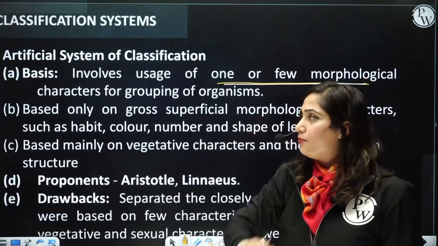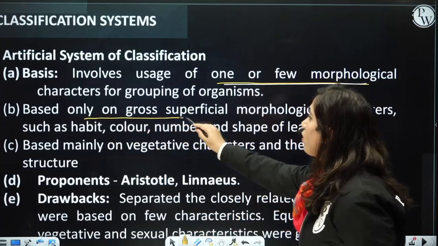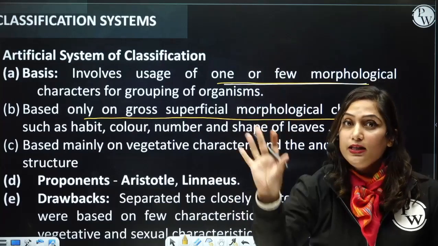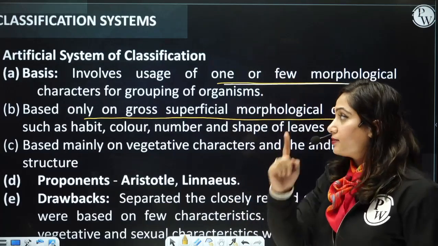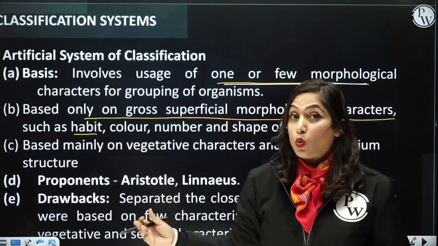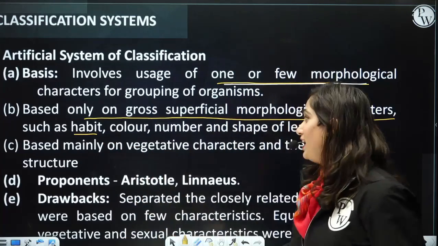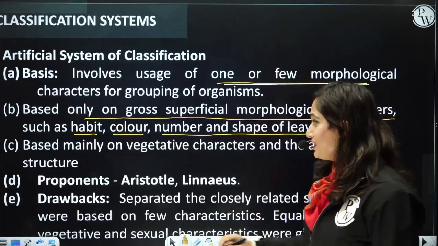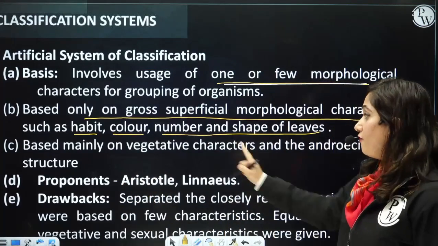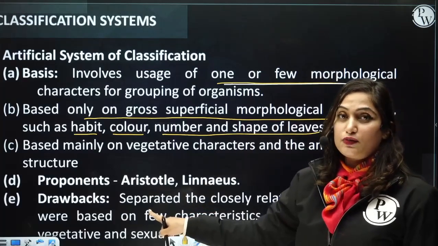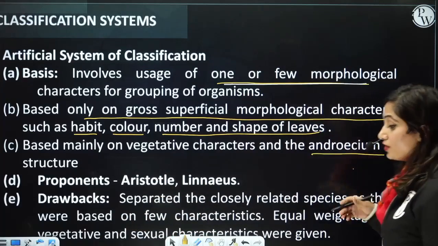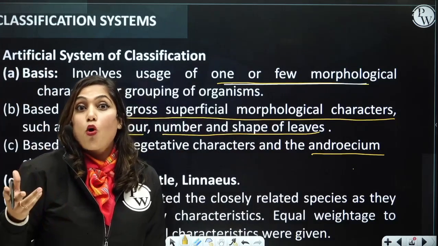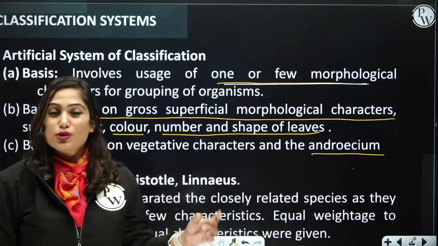One important line. Second important line, it is based only on gross superficial morphological characters, the line of NCERT. It is based on the morphological characters, the superficial characters such as the habit of the plant. That means whether the plant is a herb, shrub or tree. Color of the plant, number and shape of leaves, these are all morphological characters. This system used both vegetative characters and reproductive characters for classification, like androecium characters. The androecium is the male part of the flower. The outer appearance of the androecium is what? And the vegetative characters, that means how the root, leaf and stem are.